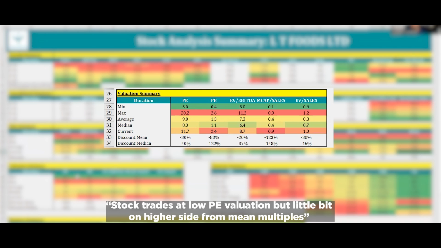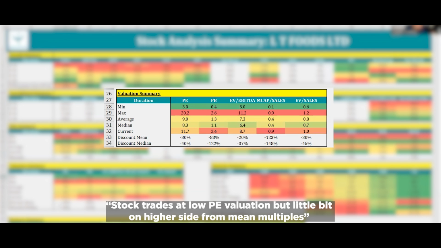Now, looking at valuation, valuation is very important. And in this one summary sheet, we are getting all this idea. If we look at valuation, I have used a few metrics: PE, PB, EV to EBITDA, market cap to sales, and EV to sales. And again, we get a range of minimum valuation, maximum valuation. What has been the average valuation? What has been the median valuation? What is the current valuation?